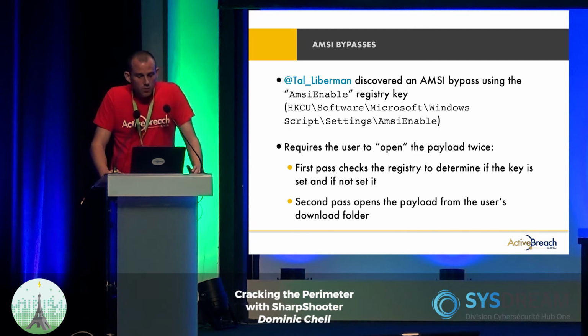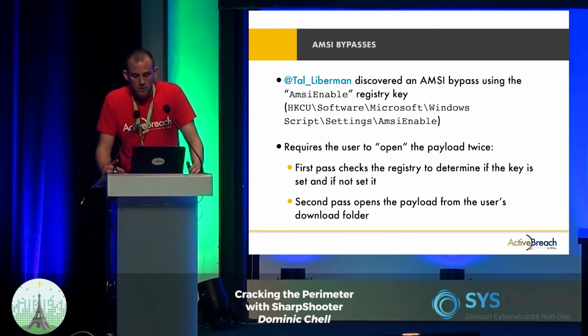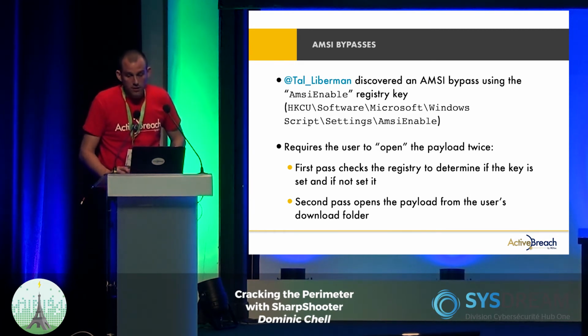So with this in mind, what you can do is have a small harness that will first check whether the key exists. If it doesn't exist, you write it, and then you just reopen your same payload. And then on the second pass, when you open your payload for the second time, AMSI is completely disabled, and you get carte blanche. So a payload for that might look something like this.